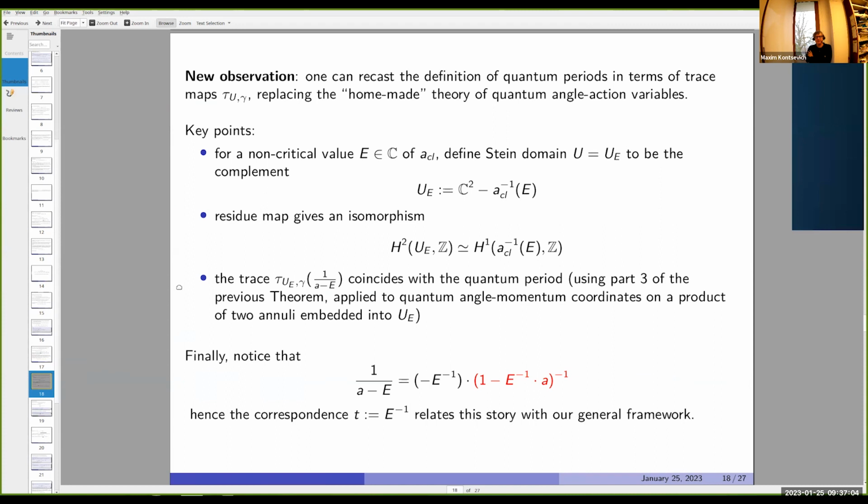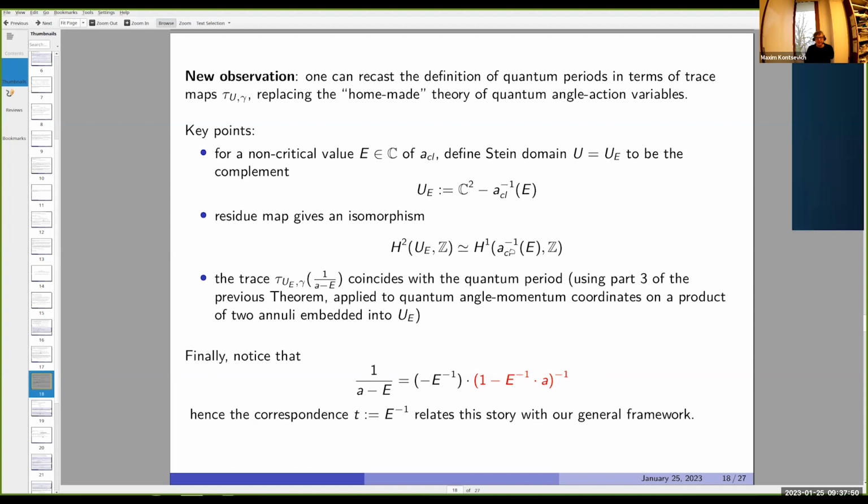So what are the key points? If we have a non-critical value of this classical Hamiltonian, we define the associated domain to be the following: take the complement to this classical level set. The residue, it really fits this philosophy where we consider the complement to moving divisors. So the residue map gives an identification of the second cohomology of this complement and the first cohomology of the fiber. So these quantum periods can be considered as periods of the second cohomology of the complement.